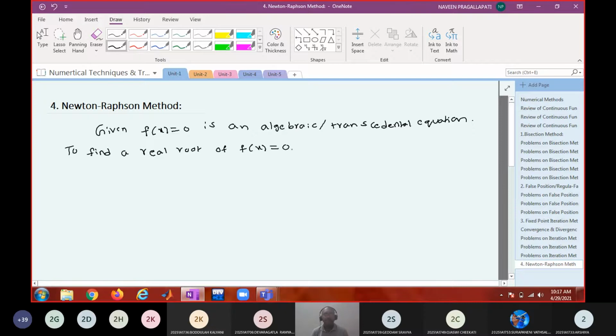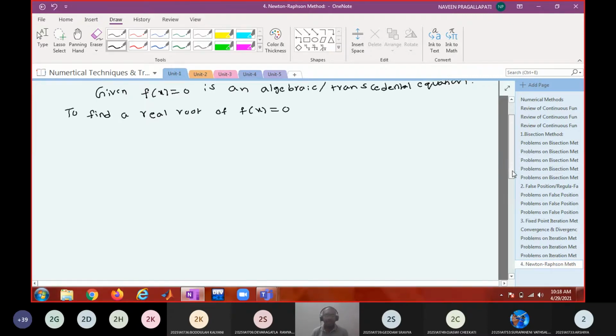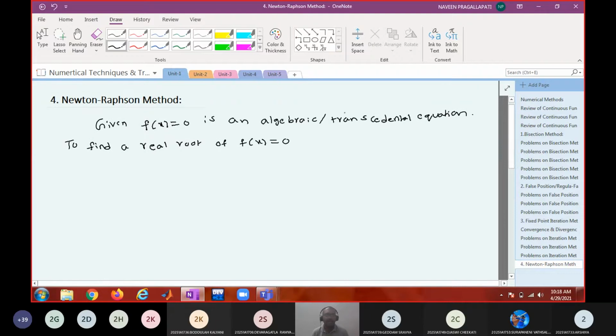Okay, so in the bisection method we did it by the interval halving method. Okay, and in false position method we did it by the method of chords. Okay, and in iteration method we did it by finding the fixed point. Okay, so in this Newton-Raphson method, how are we going to find the sequence of approximations?